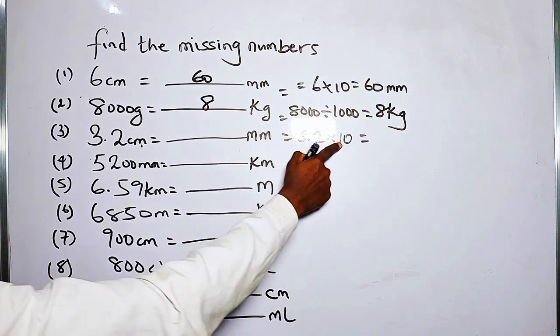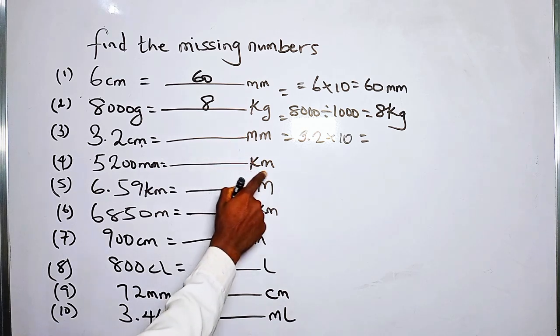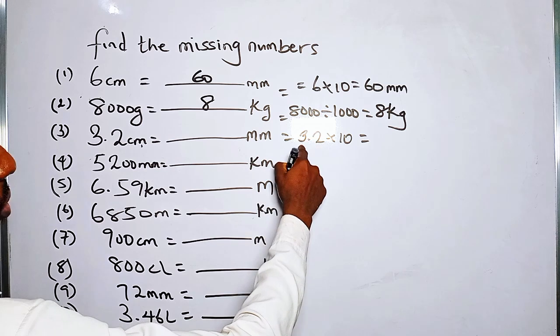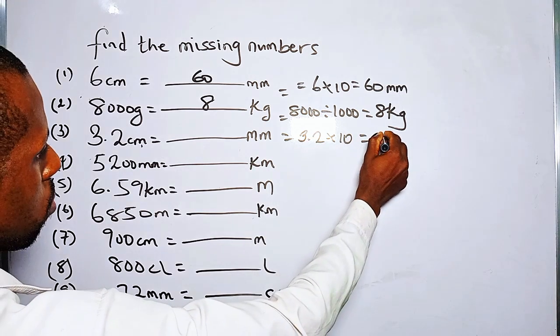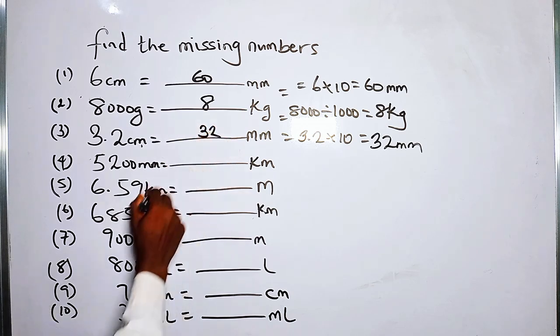Why are we multiplying by 10? Because we are taking from centimeter to millimeter. So when we multiply, since we have a 0, the decimal point is moving to the back. So we have 32 millimeter.